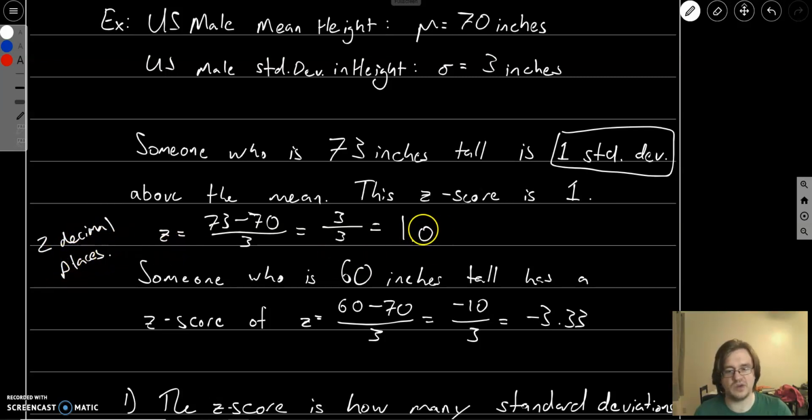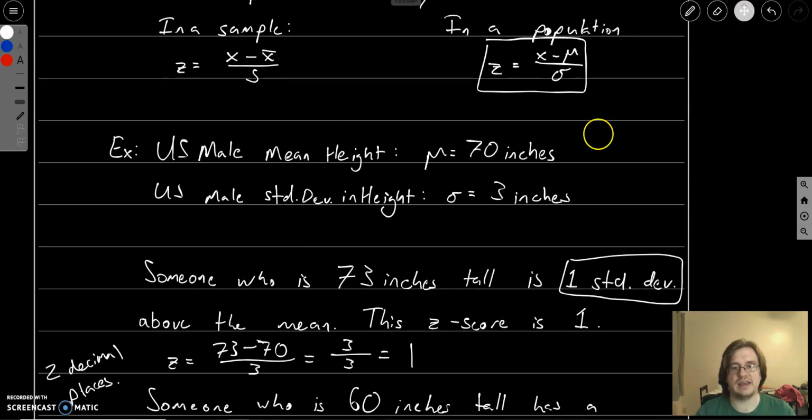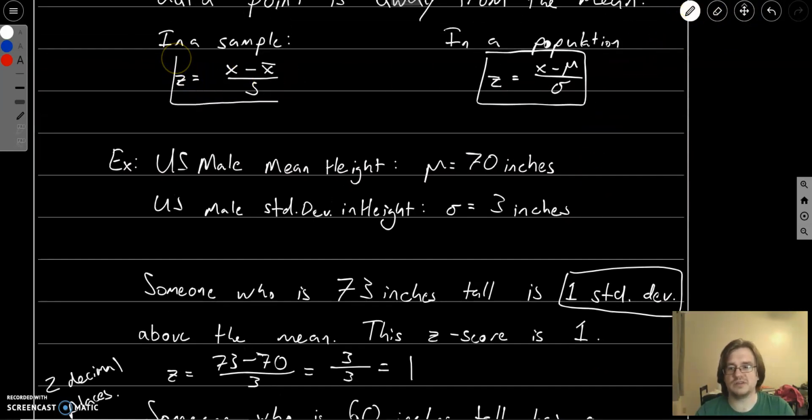So technically I could write 1.00, but I think it's clear from the context. So here we'll round to 2 decimal places. So this z-score is negative 3.33. Meaning that 60 inches is going to be a little over 3 standard deviations away from the mean. And again, both of the formulas are exactly the same. It's just whether or not we're working with a sample or a population. In either case, we take the data point minus the mean to see how far away we are, and we're going to divide by the standard deviation.